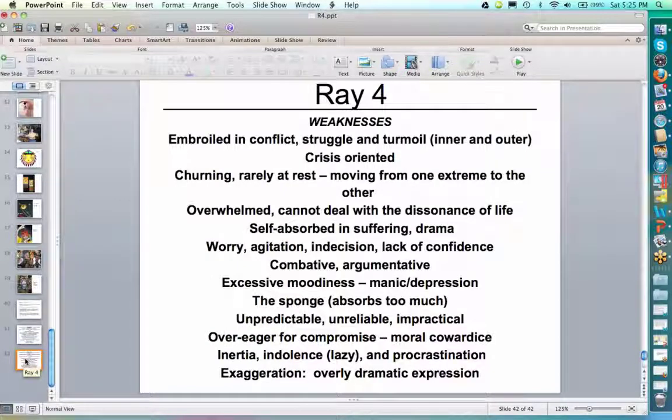Some of the weaknesses: fourth ray personalities or on the mind can be embroiled in conflict and struggle, and that can express inwardly or outwardly. Crisis oriented. Churning, you see, it's rarely at rest. It can move from one extreme to the other. Can be easily overwhelmed, and they cannot deal with the dissonance of life, the struggle part of it. They have a sensitivity to that. Or they can become self-absorbed in their own suffering or their own drama.